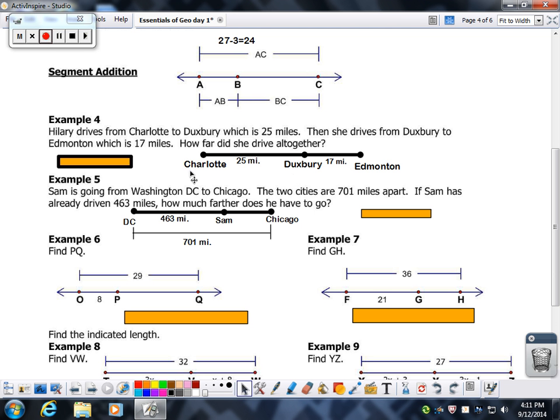Example 4 says Hillary drives from Charlotte to Duxbury, which is 25 miles. Then she drives from Duxbury to Edmonton, which is 17 miles. So how far did she drive altogether? Well, if we look at this example, from Charlotte to Duxbury is 25 miles, and the rest of the way from Duxbury to Edmonton is 17 miles. So in order to find her total distance, we add 25 and 17, which gives us 42 miles. So Hillary drove 42 miles.